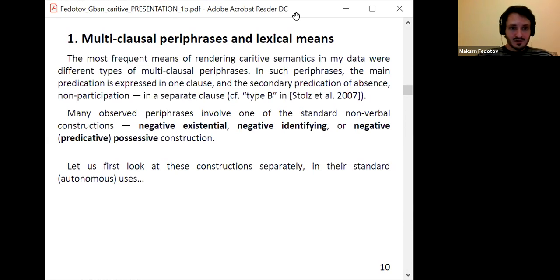And many observed periphrases in Gban involved one of the standard nonverbal constructions, either negative existential, or negative identifying, or negative privative possessive construction. And let us first look at these constructions separately in their standard autonomous uses. So we are not speaking about caritive uses yet.